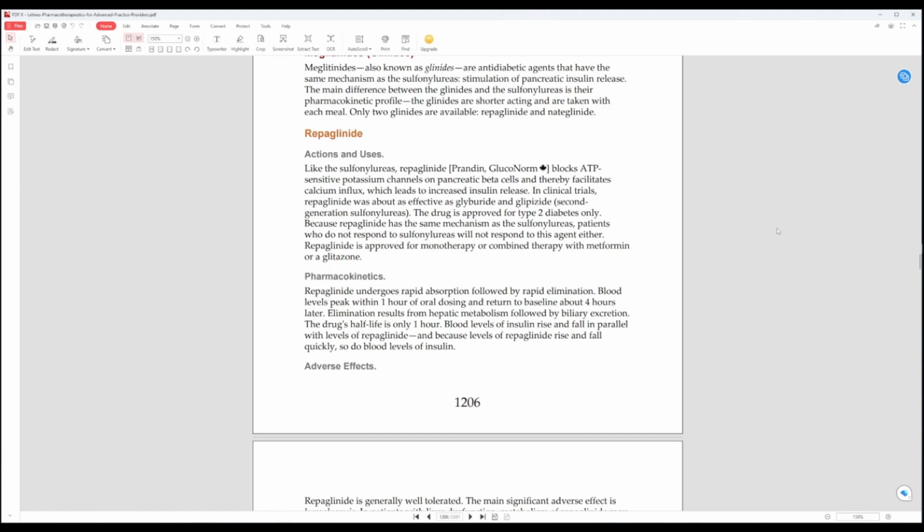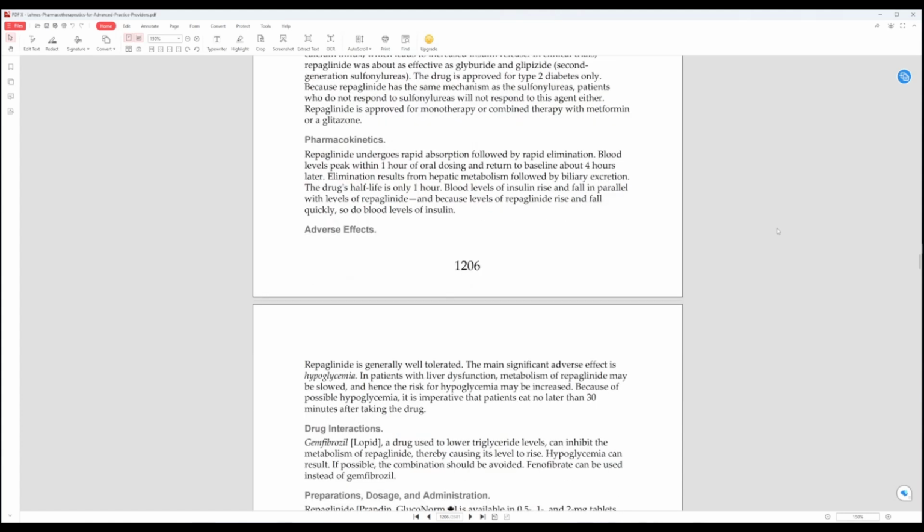In clinical trials, repaglinide was about as effective as glyburide or glipizide. The drug is approved for type 2 diabetes only. Because repaglinide has the same mechanism as sulfonylureas, patients who do not respond to sulfonylureas will not respond to this agent either. Repaglinide is approved for monotherapy or combined therapy with metformin or glitazone.